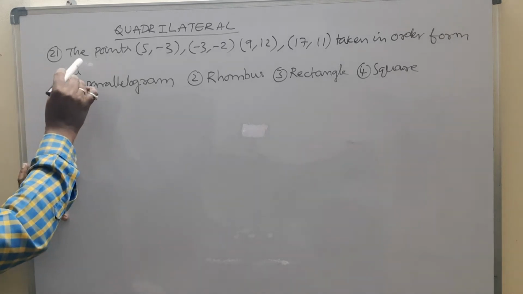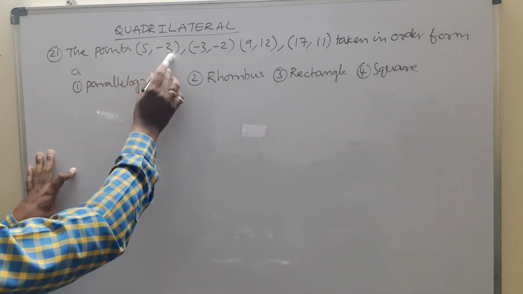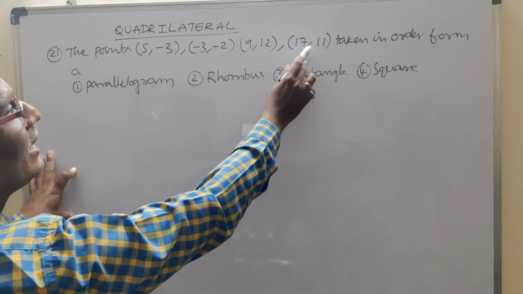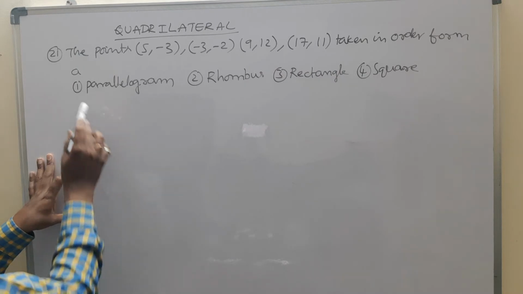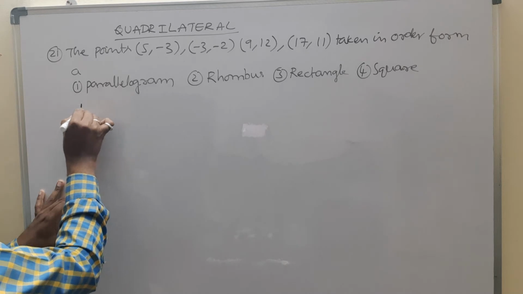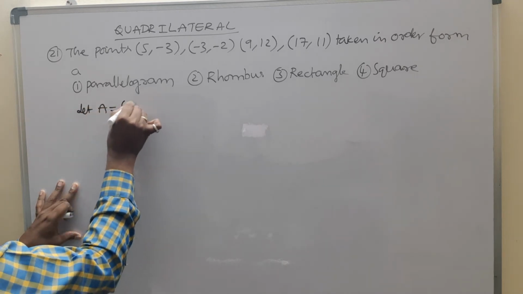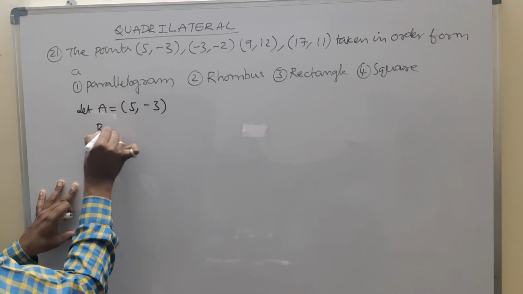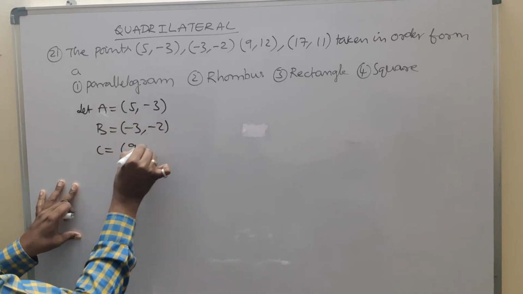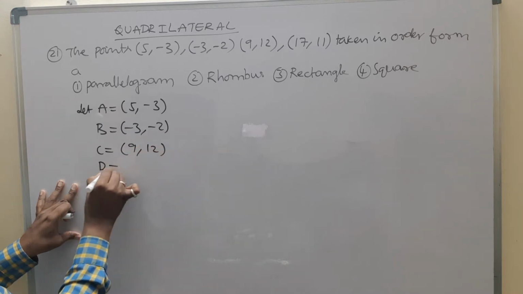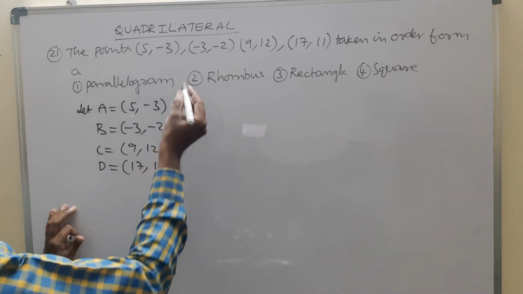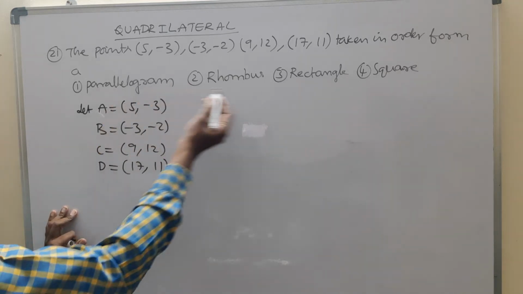Question number 21. The points (5, minus 3), (minus 3, minus 2), (9, 12), (17, 11) taken in order form a quadrilateral. Here the four options are given. Let A equal (5, minus 3), B equal (minus 3, minus 2), C equal (9, 12), D equal (17, 11). Here, to find which quadrilateral these four vertices form.